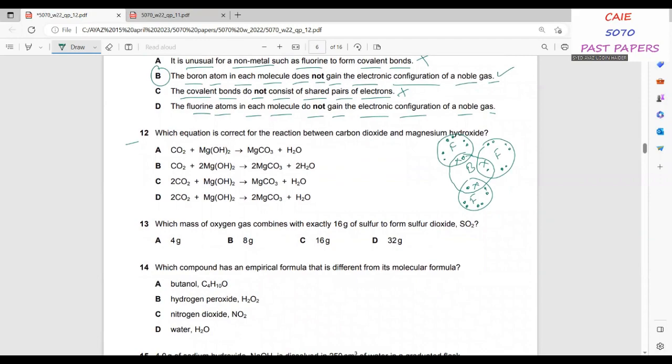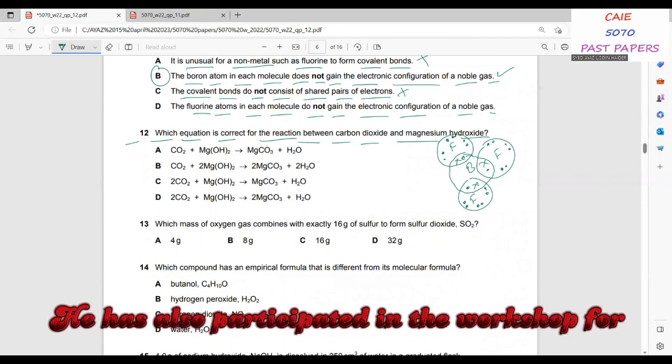Number 12. Which equation is correct for the reaction between carbon dioxide and magnesium hydroxide? The product will be magnesium carbonate and water. So we'll see the correctly balanced equation. Only one equation looks correct to me, that will be A. All the others are incorrect if you count the number of atoms on each side.